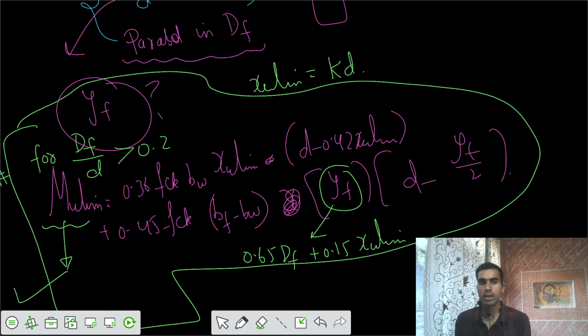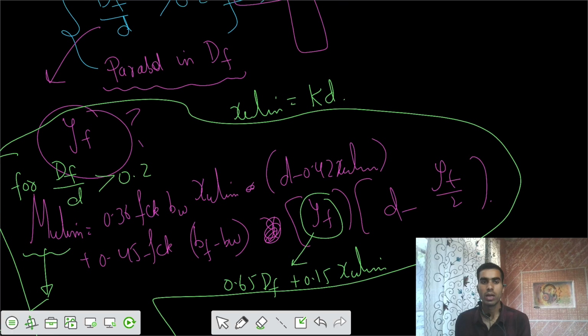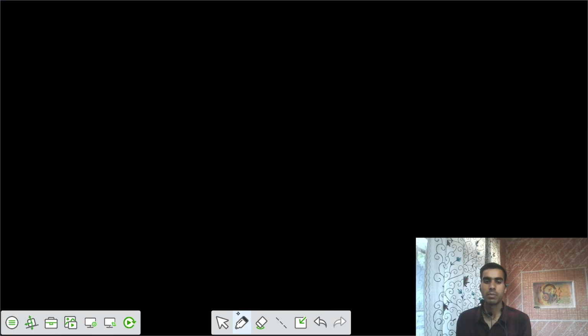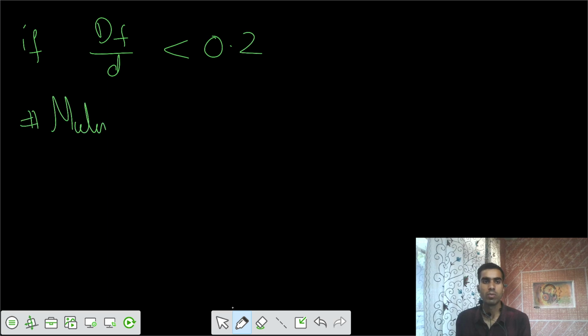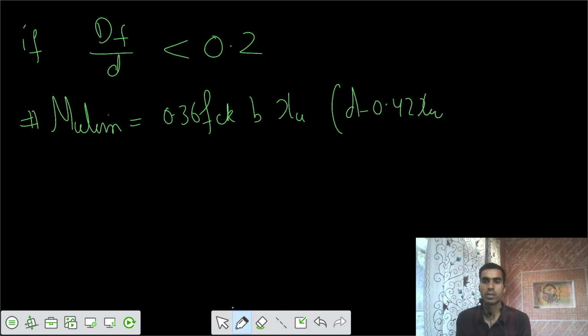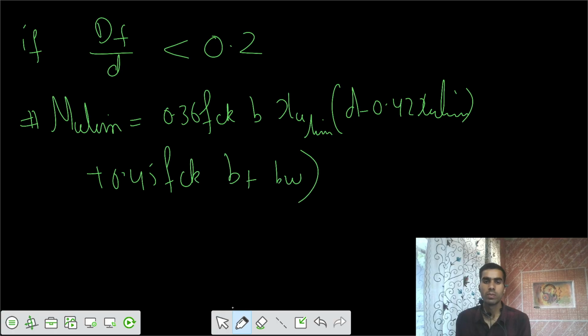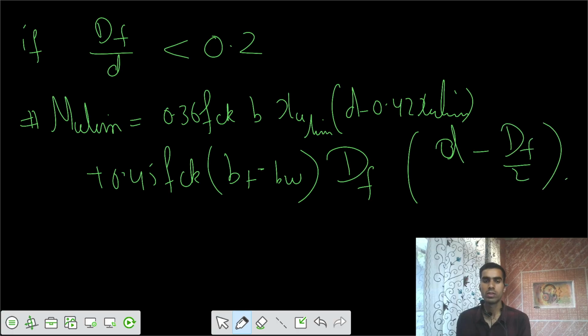Once I have the condition dF by D greater than 0.2, let's take the second case, that dF by D is less than 0.2. In that case you can directly calculate the limiting moment of resistance as 0.36 FCK B XU limiting times (D minus 0.42 XU limiting), and 0.45 FCK (BF minus BW) times the depth DF, with lever arm of D minus DF by 2. So this is the direct equation.